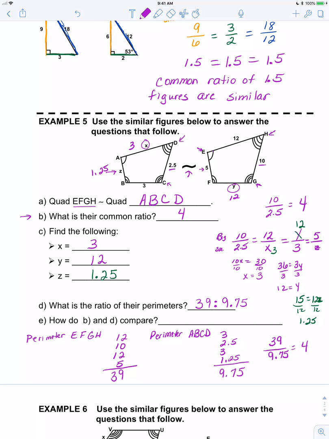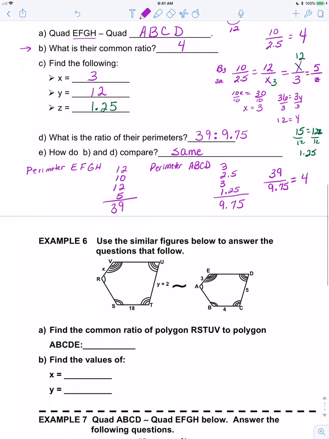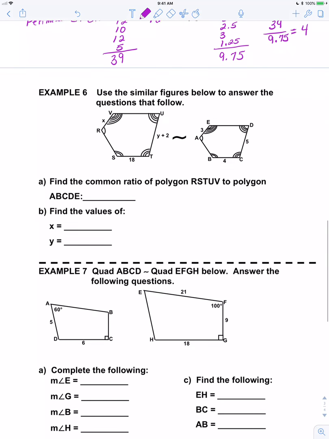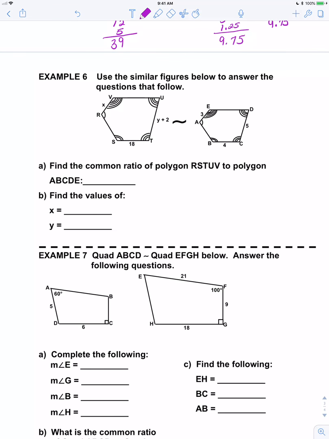And we do. So they are the same because it's the same ratio. All right, let's look at another example. Use the similar figures below to answer the questions. All right, so this should be getting a little bit easier.